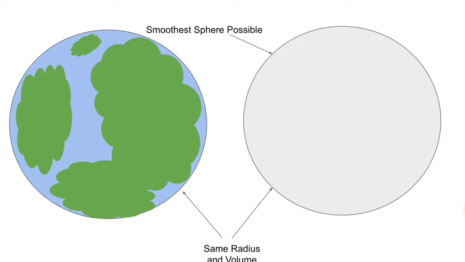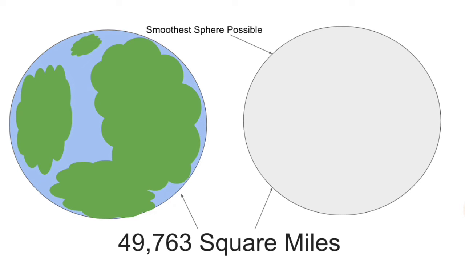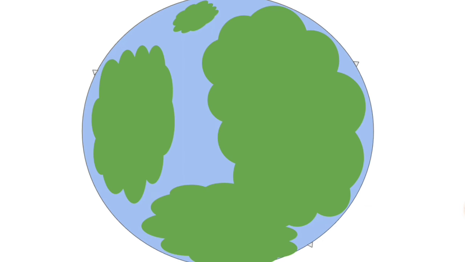What if you had another planet with the same radius and volume of Earth, just it's the smoothest sphere ever possible to exist? They both have a surface area of 49,763 square miles. Or do they? Earth is not exactly a sphere. It's very close, but not exactly. Earth has bumps and divots all over it.